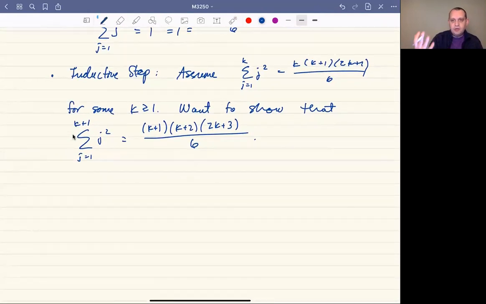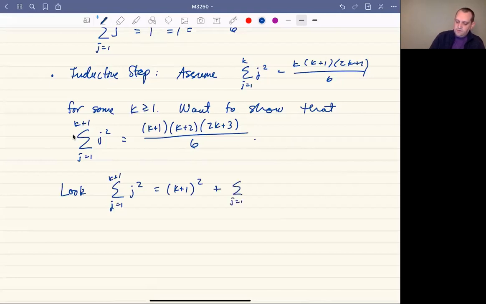So that's what we want to show. Again, we want to somehow use our inductive hypothesis as we go along. We're going to start by looking at the thing that we want to prove something about, and that's the sum from 1 to k plus 1. And we've already kind of seen this story before. We're going to extract information about the sum from 1 to k by peeling off the k plus first term. So we're going to get what we get when j is equal to k plus 1, plus what we get from 1 to k.